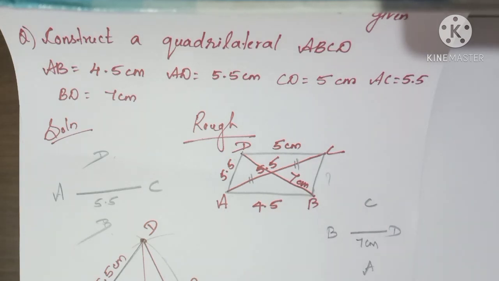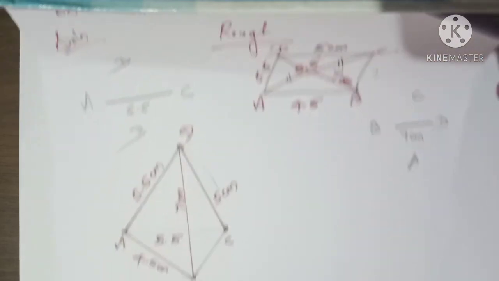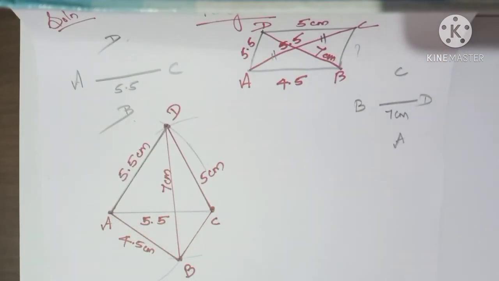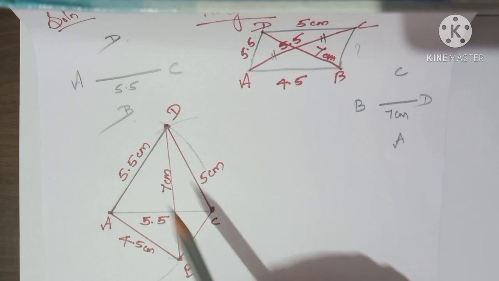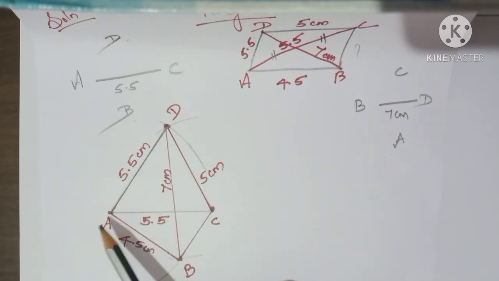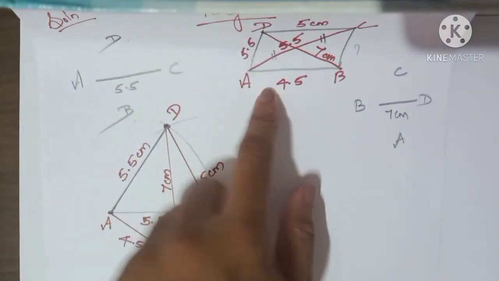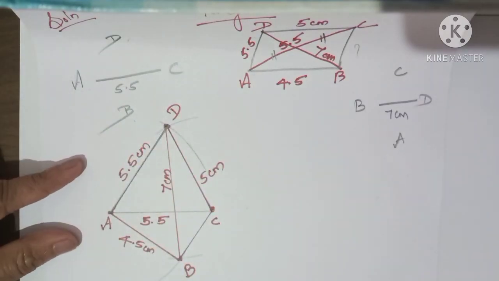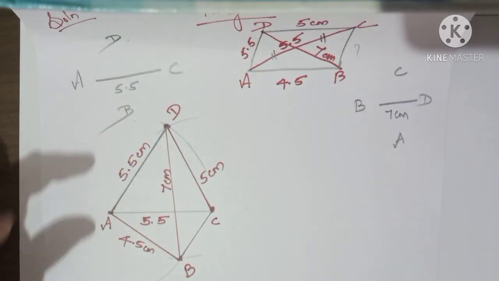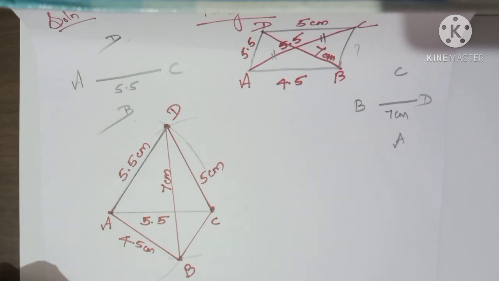Here I have taken AC as the baseline, 5.5 centimeters. So my upper part will be D and my lower part will be B. Then don't forget, after completing the quadrilateral, to mention the points and the measurements. It's very important. The next thing, you want to write the steps. The first thing, rough sketch. Second, you construct the quadrilateral according to the given measurements. And the third part is you write the steps.